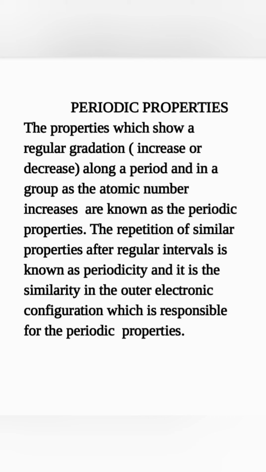Okay, so those are the properties which show a regular gradation, either increase or decrease along a period or in a group as the atomic number increases. And the repetition of the same properties after regular intervals is known as periodicity, and it is because of the common electronic configuration, the same electronic configuration that the elements possess.